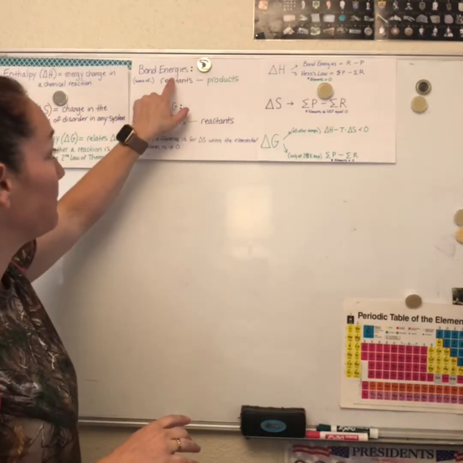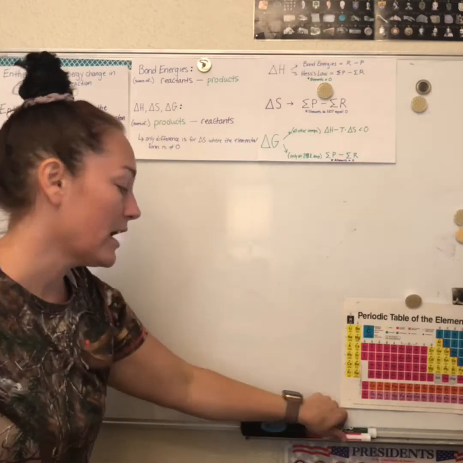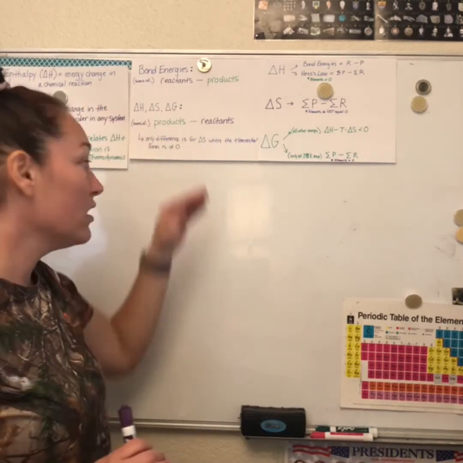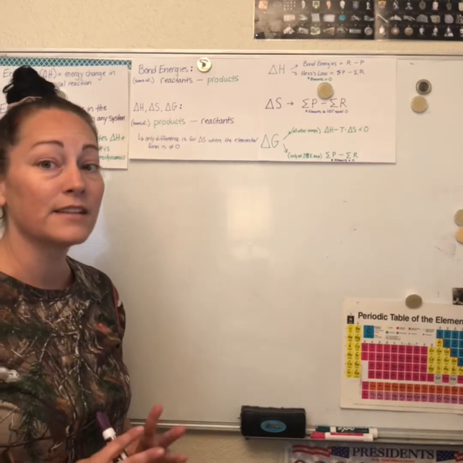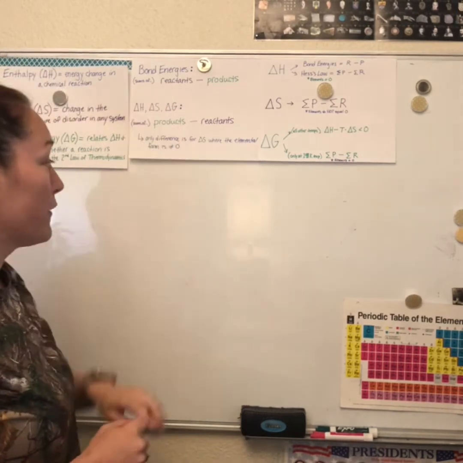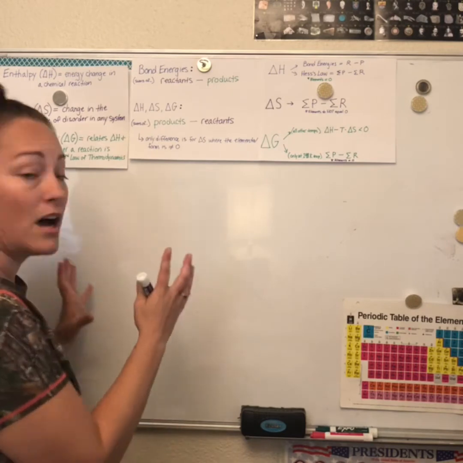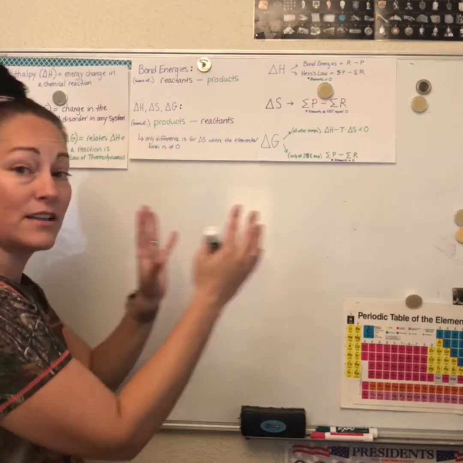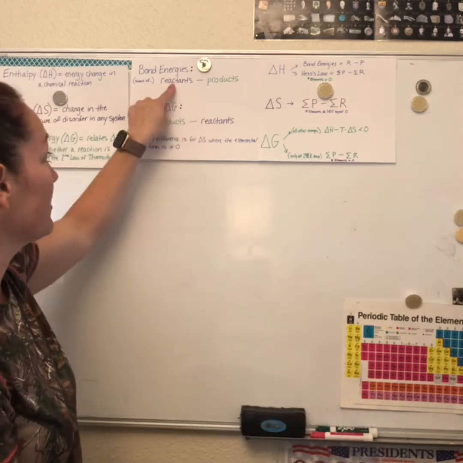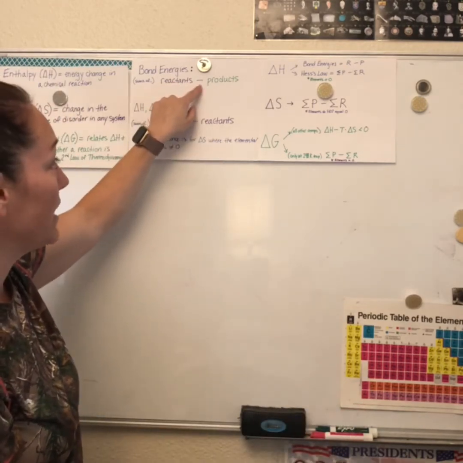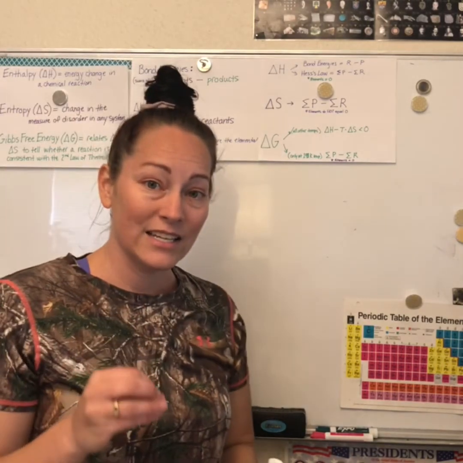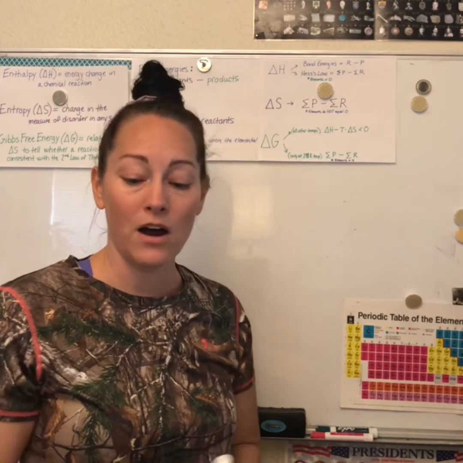Let's see. Okay, so for bond energies, this is how you're going to do your equation. It's the sum, okay? All of these we're going to be talking about in this module are sums, okay? So for bond energies, we're just going to take the sum of the reactants, and we're going to subtract the sum of the products, okay? So you can see that right here. The sum of the reactants minus the sum of the products, okay? So we're going to get our numbers from our bond energy.